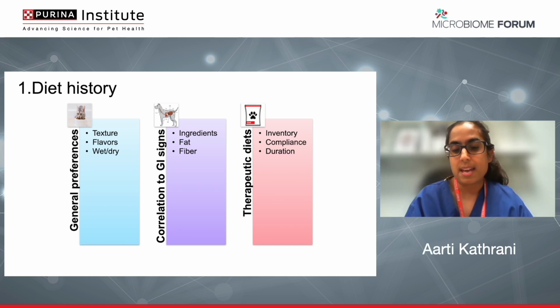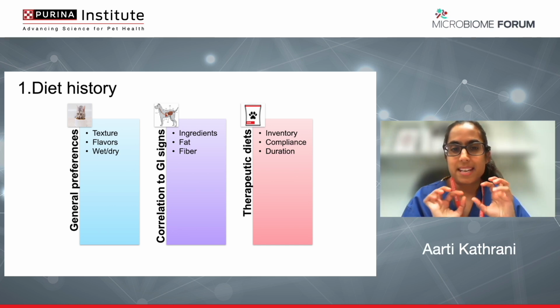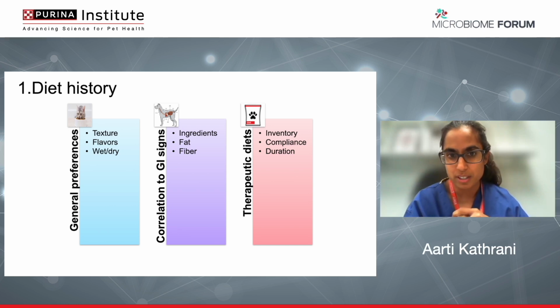So what we're looking at, if the owner identifies a particular diet that's really helped, you can look at the ingredients, you can look at the fat content, you can look at the fiber content, and you can look at whether that was a low fat diet or a fiber enriched diet, and what strategy was it that was correlated with that improvement in clinical signs, and maybe we're going to try and incorporate those strategies. And then finally, what I try and do when I'm taking a diet history is try and get an inventory of what therapeutic GI diets have been used already for the chronic enteropathy.